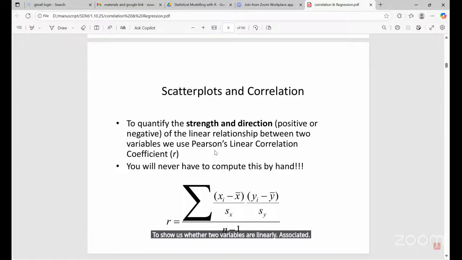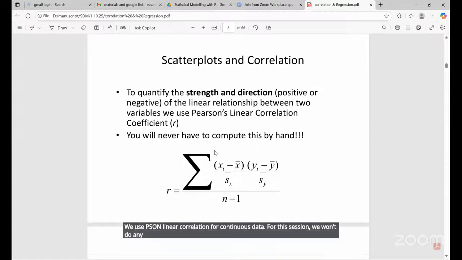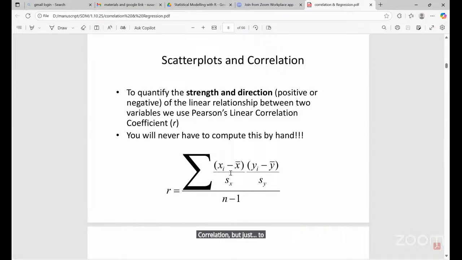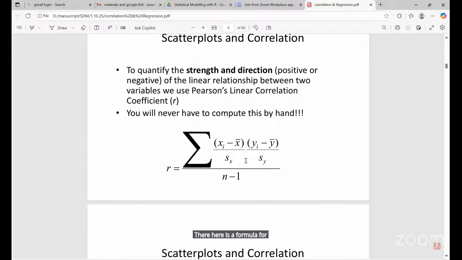So to quantify the strength and direction, either positive or negative, of a linear relationship, we use Pearson linear correlation for continuous data. For this session, we won't do any hand calculation of correlation, but just to mention in passing, here is a formula for computing correlation.